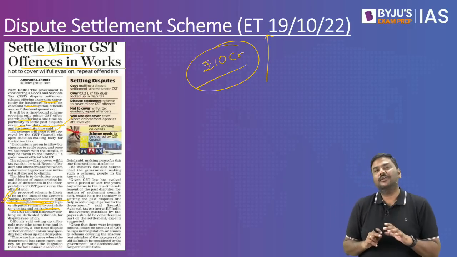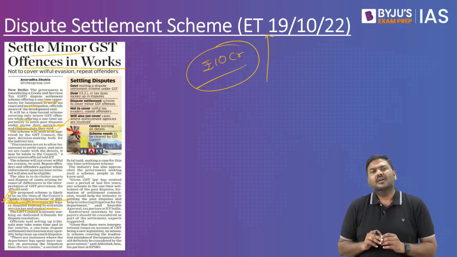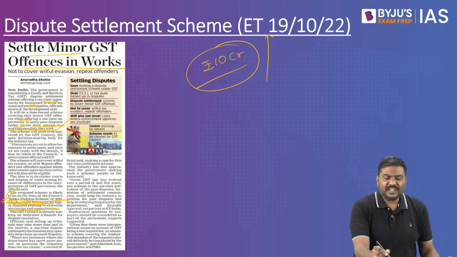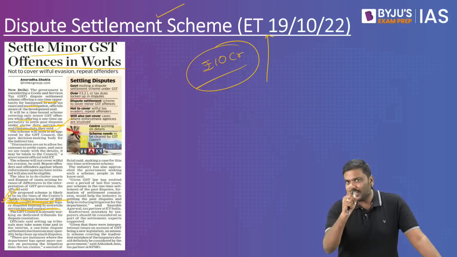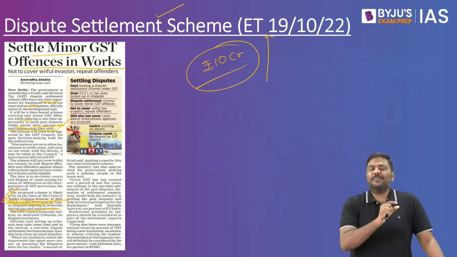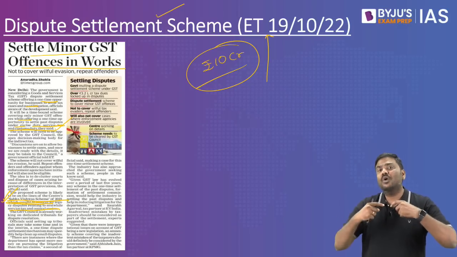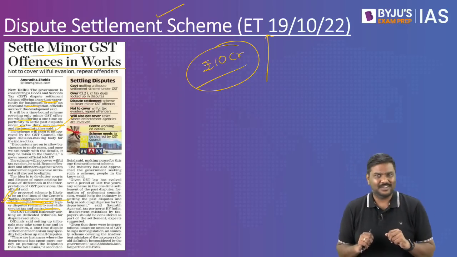But please be very careful. As per the proposal here, this one-time dispute settlement scheme, or time-bound one-time dispute settlement scheme, is not given to everyone. It is given to only those people or only those disputes which are involving minor offenses. Now, many of you will ask me, sir, what do you mean by minor offenses?